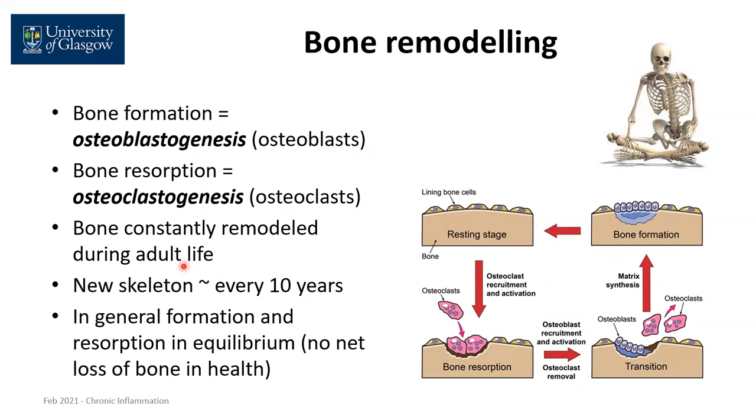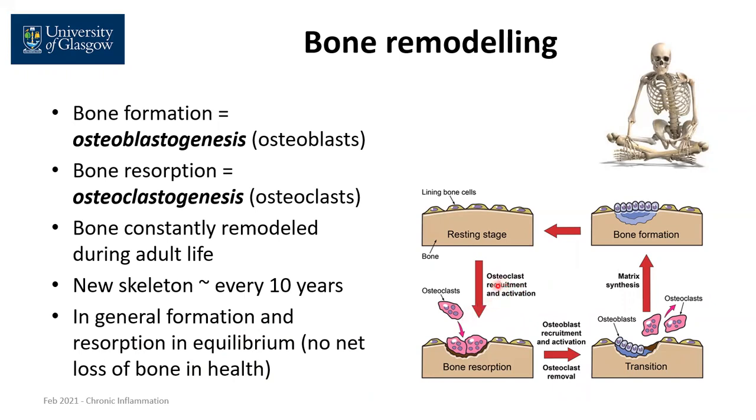So what you need to be aware of is that bone is constantly remodeled during adult life, and you actually get a new skeleton forming every 10 years from this process. And generally speaking, the formation and resorption of bone is maintained in sort of equilibrium. So there's no net loss of bone in a healthy individual. And this diagram highlights that quite nicely.